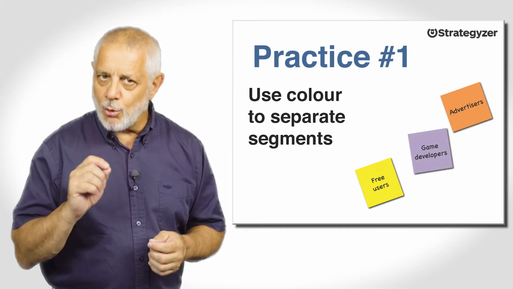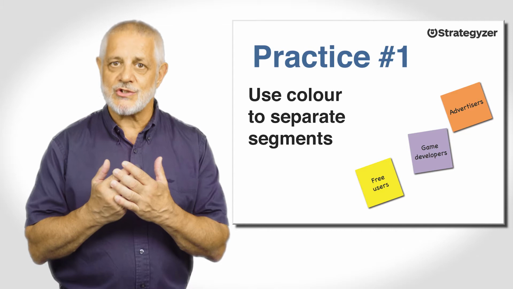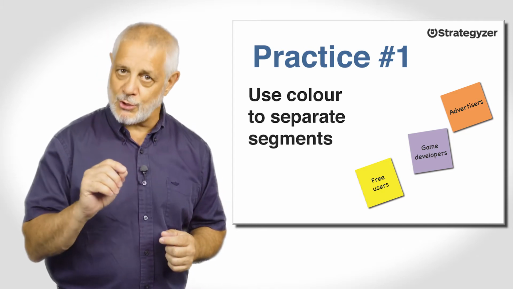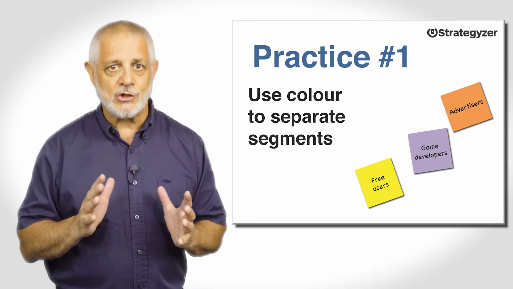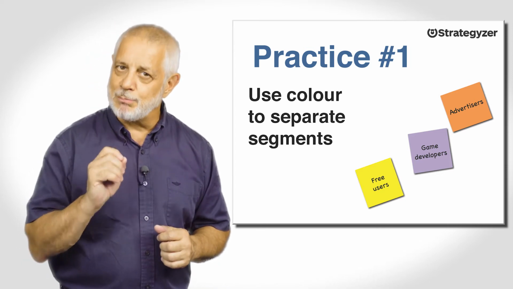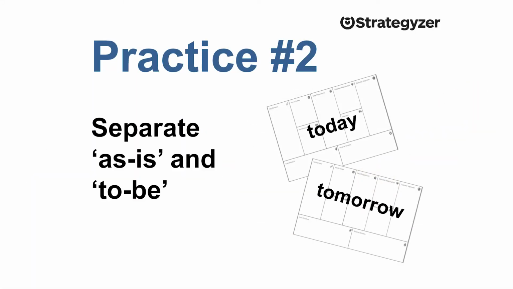Where an element applies to more than one segment, we overlap the 2 colors, and that practice allows us to see which parts of the model apply to more than one segment. Also, if you wish to break out each segment into its own canvas, you will have a complete picture for each segment. Practice 2. Separating the as-is and the to-be.